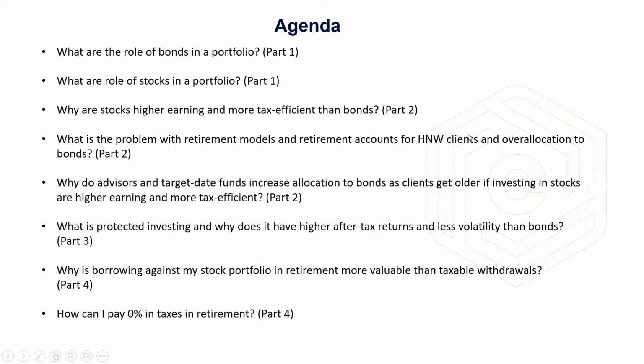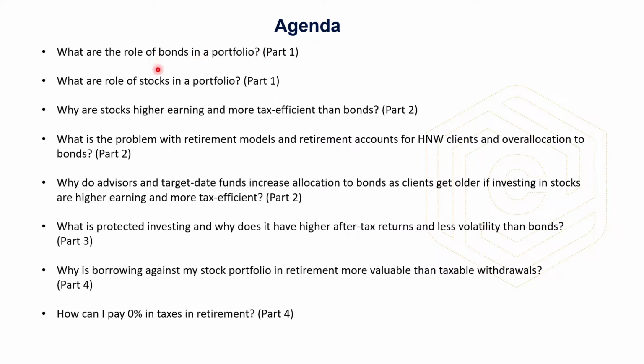So let's just go over an overarching agenda for our presentation on how do I maximize risk-adjusted returns and minimize taxes as I plan for retirement. I'll just go over the different topics we'll be talking about in this presentation and what part of 4 you can find this topic in our presentation today. So the first subject we'll be talking about, what are the role of bonds in a portfolio? So that's going to be in part 1, and we'll just see that bonds provide stability.